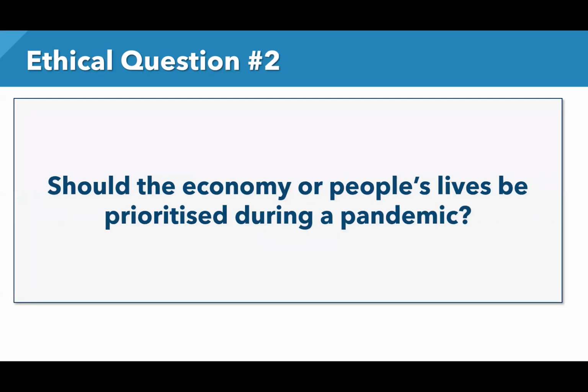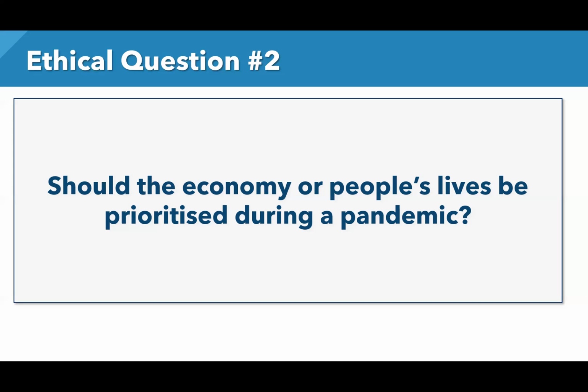So, the next ethical question we're going to discuss is, should the economy or people's lives be prioritised during a pandemic? So, we've discussed a little bit about the effect that a pandemic can have on the economy. It can lead to the loss of trillions of dollars of countries' GDPs and mass unemployment. It can lead to people losing their skills, less education, and this can lead to consequences for many, many years to come. Therefore, many people would argue that the economy should be prioritised.